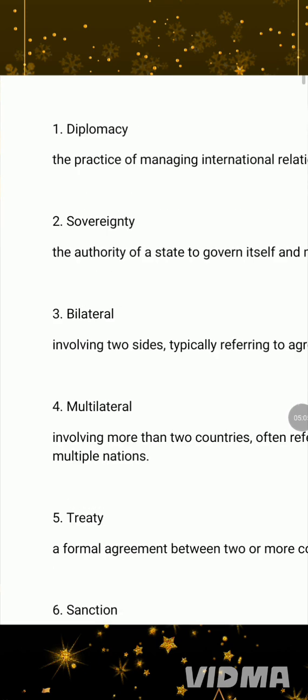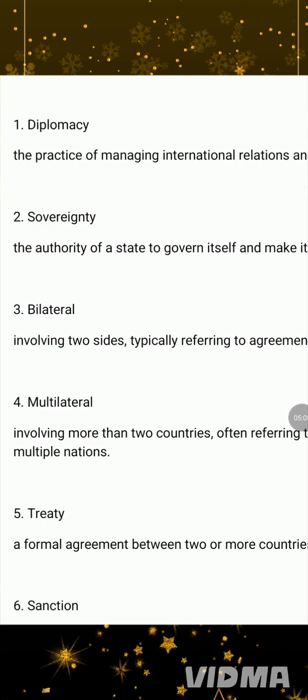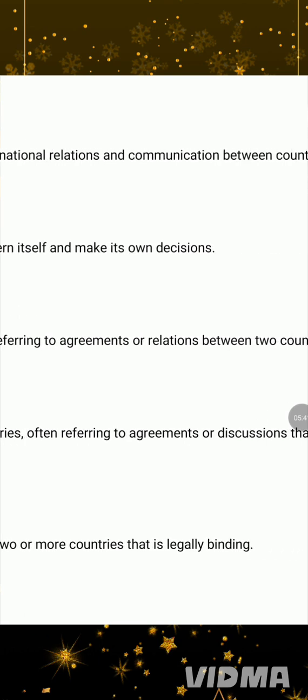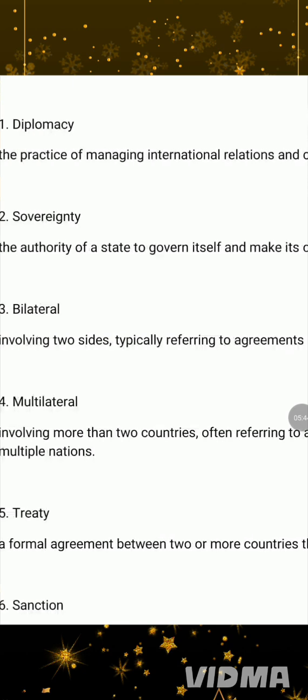Number 3, bilateral. Now, bilateral just means relations or activities or actions between two countries, because bi means two, lateral means relationship. So, a bilateral agreement is between two countries. Let's say, for example, Nigeria and Ghana, I only like using Ghana because they are close to us. If Nigeria and Ghana sign a trade agreement, that is bilateral, just between Nigeria and Ghana. So that's number 3. And you can see from the definition that it involves two sides, typically referring to agreement or relations between two countries.